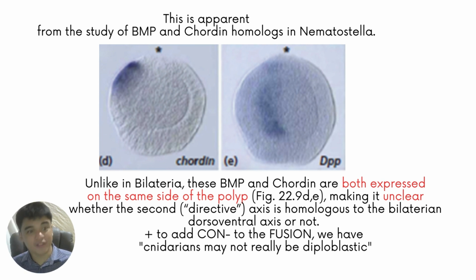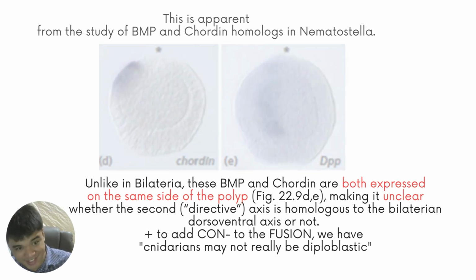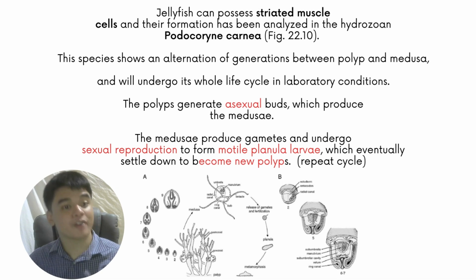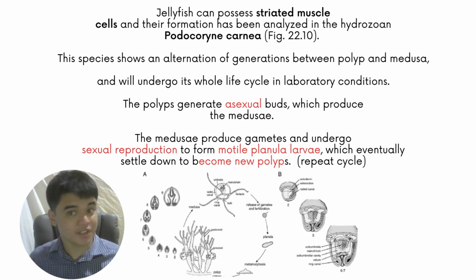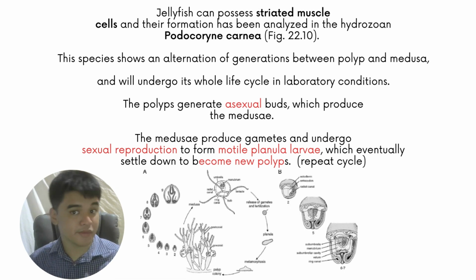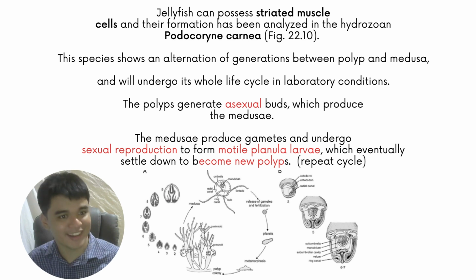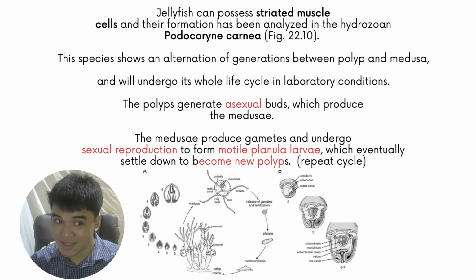And to add confusion to the confusion, the cnidarians may not really be diploblastic, so that makes it even worse. So now the confusion continues with the jellyfish, which has striated muscle cells, specifically in Podocoryne carnea. They can do a complete life cycle in the laboratory. Okay, that makes it simple.